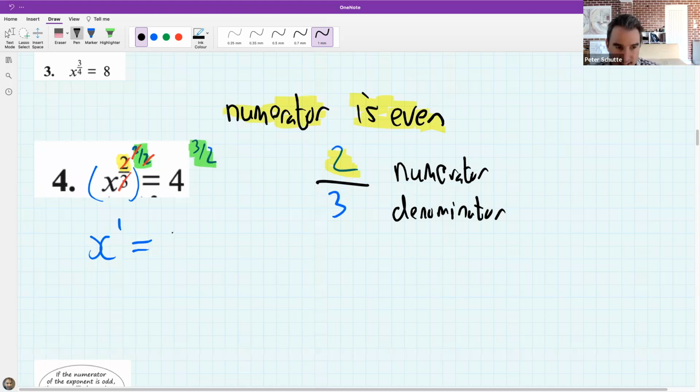Now, on the right-hand side, if you look at this 2 over here, let me go back here.